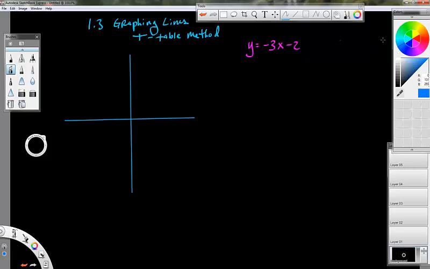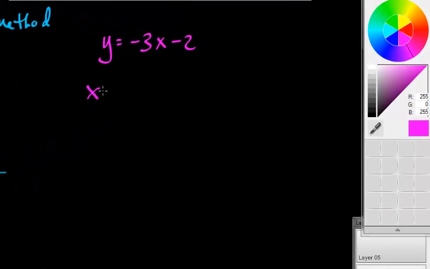So here's our line, linear. Okay, this is going to be a line, and we're going to make a t-table out of this. So we're going to do x, and then we'll draw a line here, and y, and do this method.